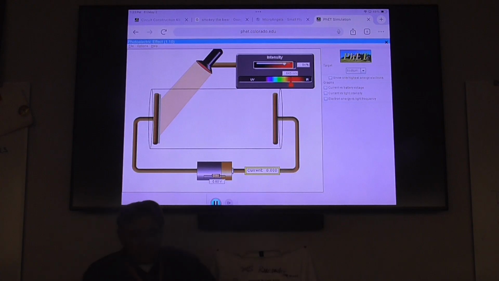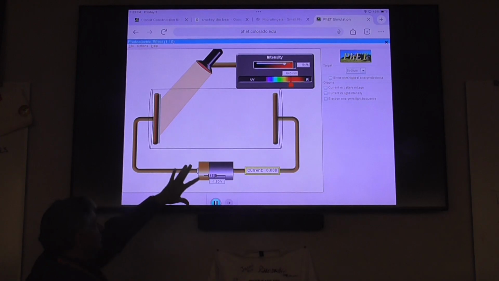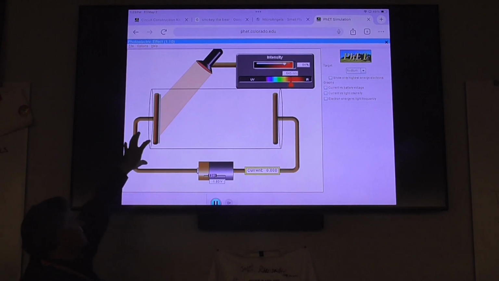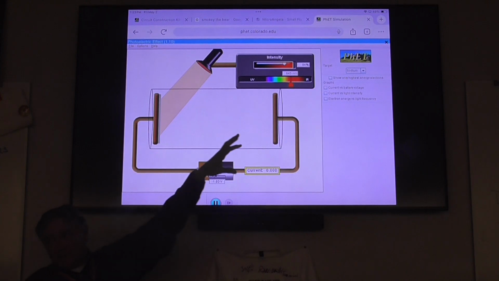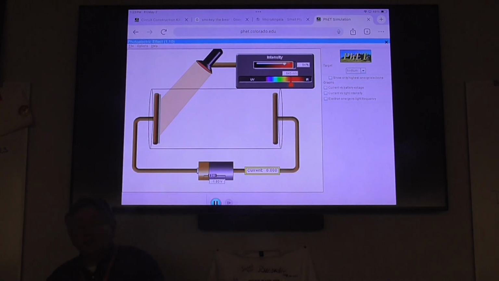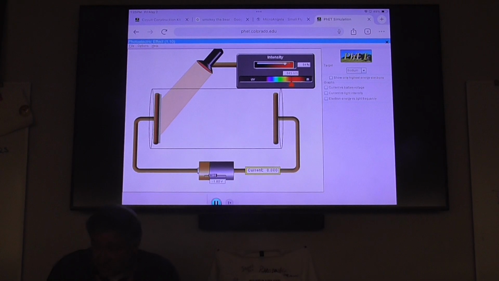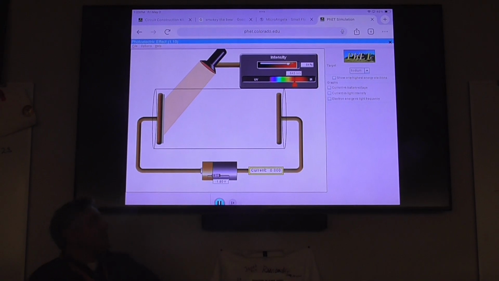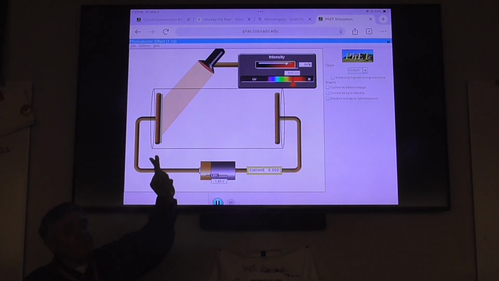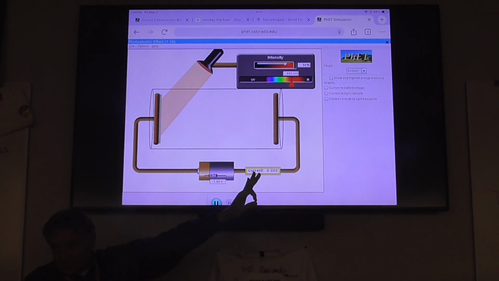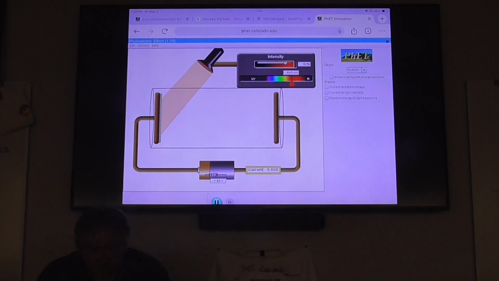So you can have positive voltage and you can have negative voltage. If you switch over to negative voltage, this side is positively charged, that side is negatively charged. Basically, all you're doing is switching the direction and the strength of the electric field. Okay? So, you have three things. You can control intensity, wavelength, and the voltage. Those are your three things.